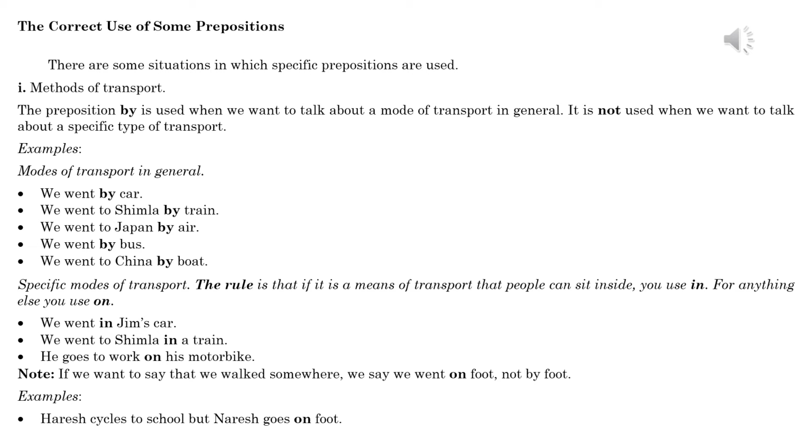Specific modes of transport. The rule is that if it is a means of transport that people can sit inside, you use in. For anything else, you use on. We went in Jim's car. We went to Shimla in a train. He goes to work on his motorbike. Note, if we want to say that we walked somewhere, we say we went on foot, not by foot. Examples. Haresh cycles to school, but Naresh goes on foot.